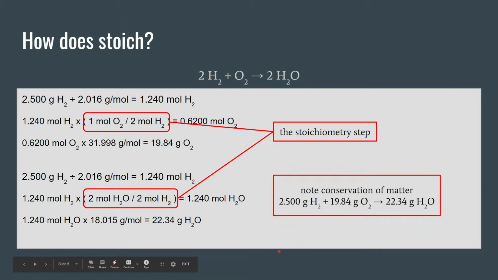All right. And there is the note about the conservation of matter. 2.5 grams of hydrogen plus 19.84 grams of oxygen is what gives us 22.34 grams of water. That'll only work for something simple like this, where you have just the one product. If you have multiple products, then the total mass will still be the same, but it will be divided up among the various products.